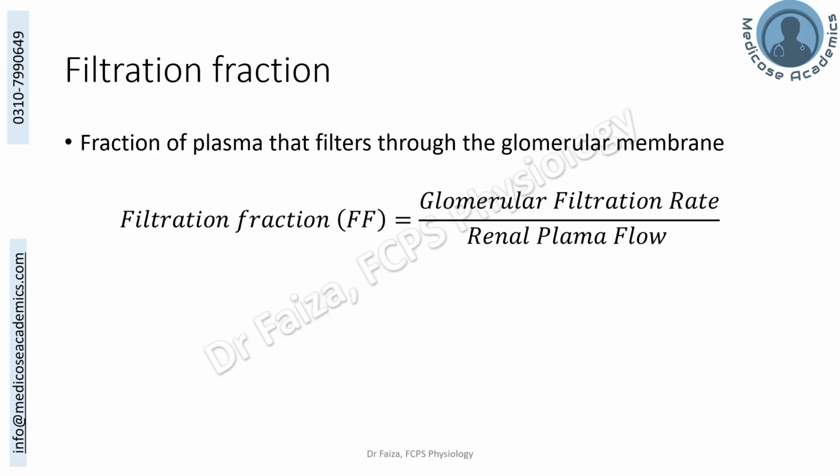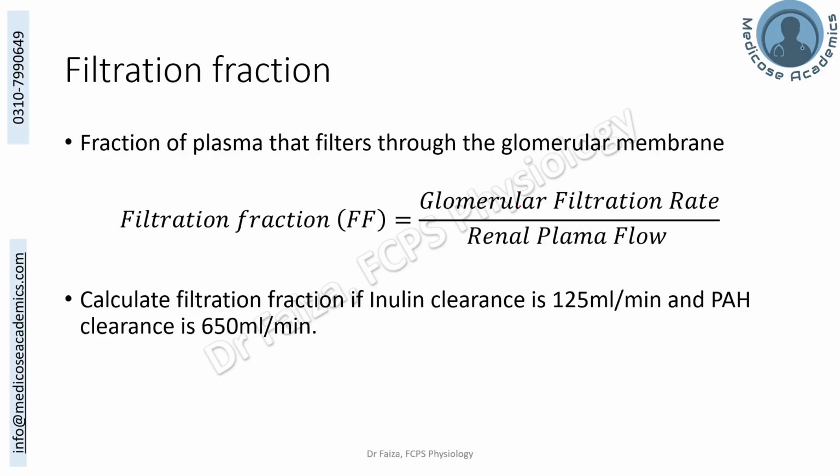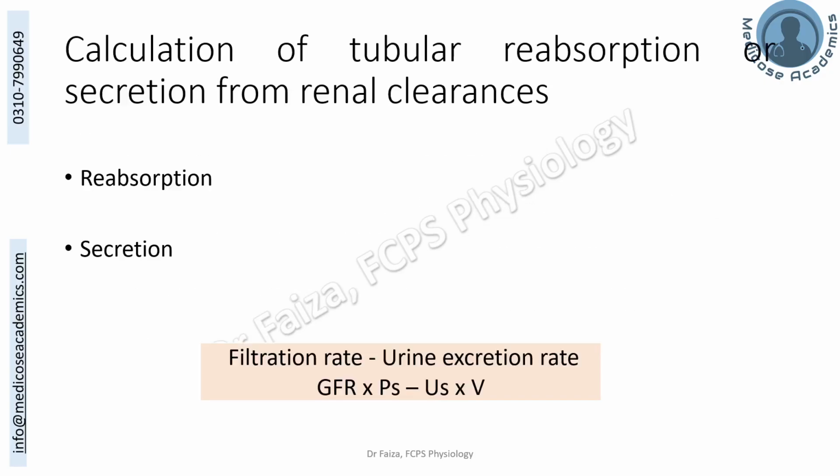Filtration fraction, we know, is the proportion of blood flow which is filtered at the glomerular capillary. So if we estimate the clearance of inulin and the clearance of para-aminohippuric acid, we can divide these two to get the filtration fraction as well.